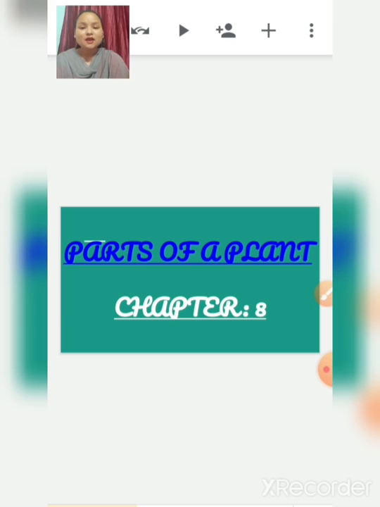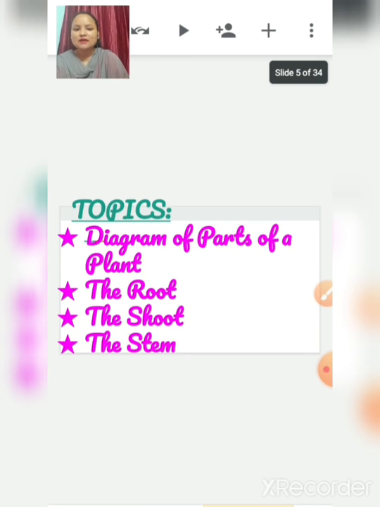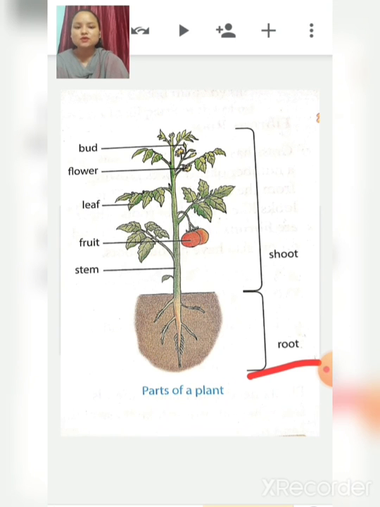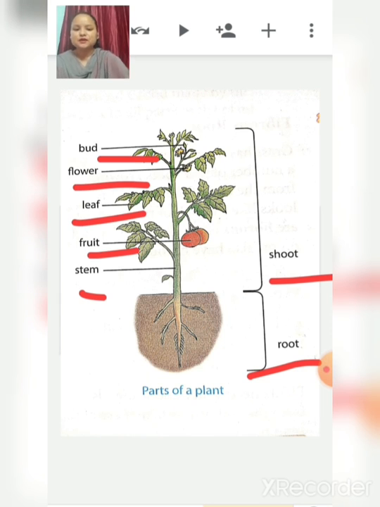So, children, in our previous video, we have already started a new chapter from your science book, right? Chapter 8, Parts of a Plant, in which we have already discussed root. We have already discussed the diagram of the parts of a plant, then we have discussed root, shoot, and stem. As you know, a plant has two main parts, that is root and shoot, right? Root and shoot. In shoot, stem, fruit, leaf, flower, bud are there, right?